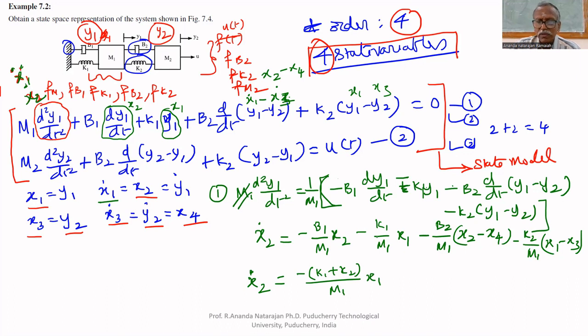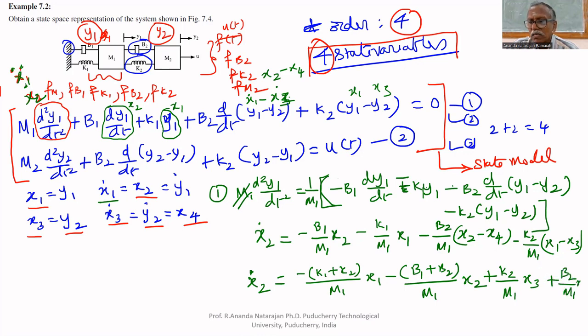All x1s are grouped. X2s are grouped. Group all x2s minus b1 plus b2 upon m1 multiplied by x2. Group all x3 together plus k2 by m1 x3. Group all x4 together plus b2 by m1 x4.